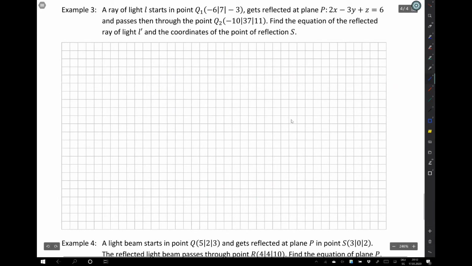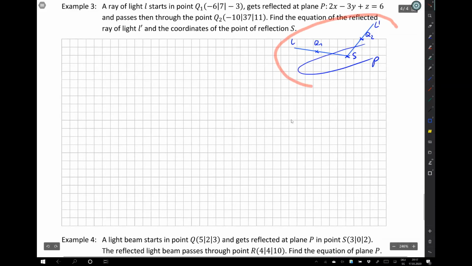In example 3, we have again a ray of light that passes through a given point. It gets reflected at a given plane, and then it passes through a given point again. The task is to find the point of reflection S and the equation of the reflected ray of light L'. Here you see a sketch of the situation. Since only the points Q1 and Q2 and the plane are given, the question is how can we solve the task? Well, the idea is rather simple. We just need to reflect the point Q1 at the plane P, and then from here through Q2 we get the line L'.